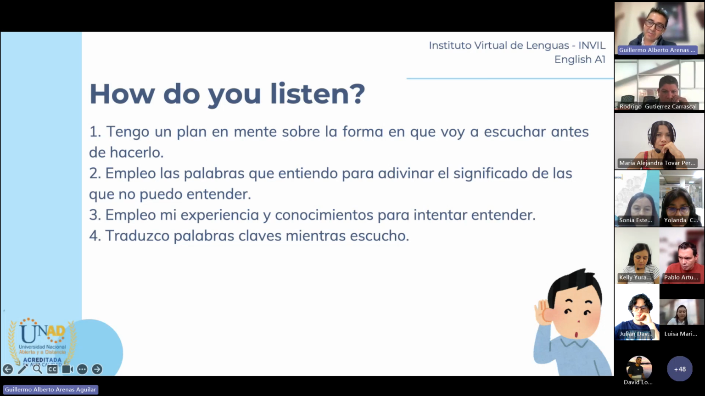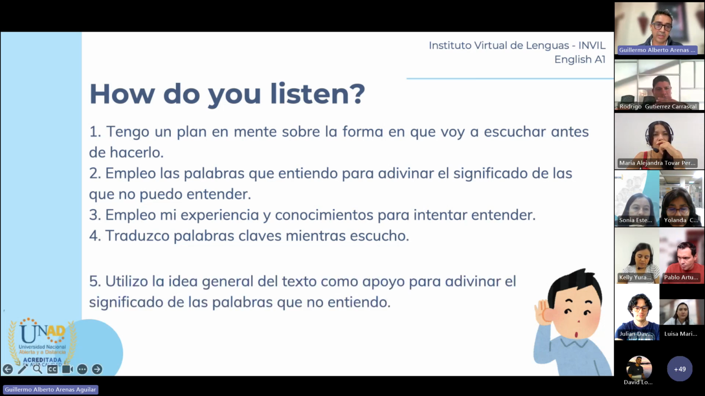Another strategy that is being researched is I translate the keywords while I listen to them. This one takes time because it requires a longer process in the mind of the student. But maybe we can teach them this. Okay, if they know a word, okay, that word means car. So they're talking about a car, for example.